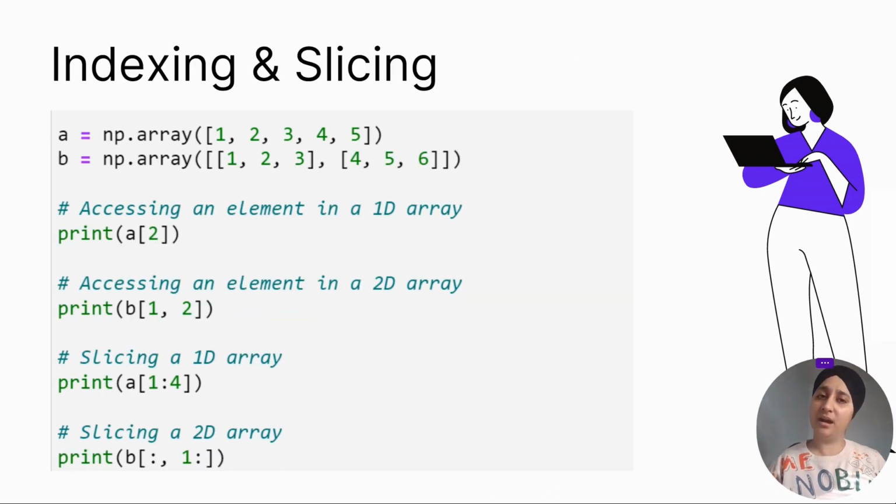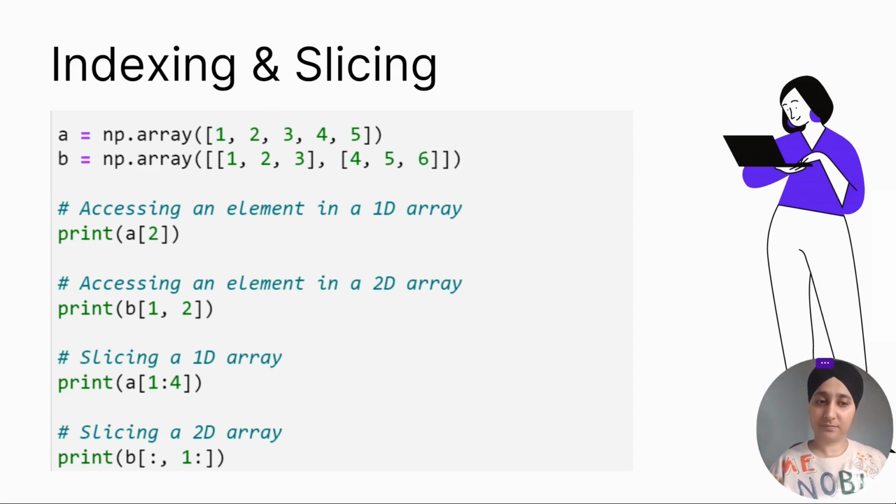Indexing and slicing both are similar to how we perform indexing and slicing in lists. So here you can see I have two arrays. First is one dimensional, second one is B, that is a two dimensional array that contains two rows and three columns. So print A square brackets 2. In the first case, I need to print an element at index 2. So element at index 0 is 1, element at index 1 is 2, element at index 2 is 3 in this case. So we are going to get an output 3.